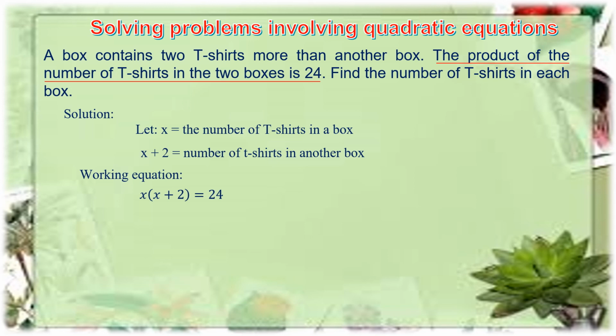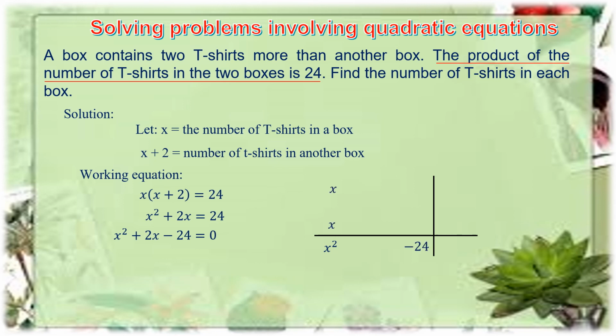Then distributing x inside the parentheses, we will be getting x squared plus 2x is equal to 24. And then we will be having the general form as x squared plus 2x minus 24 is equal to 0. Then we are going to have the cross method. So the first lane will be the factors of x squared. And the factors are x times x. And the second lane would be negative 24. And the factors are positive 6 and negative 4.